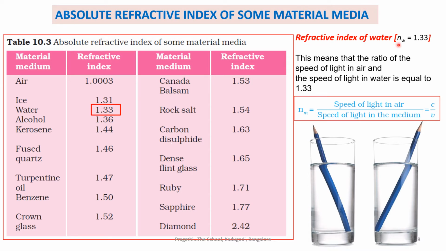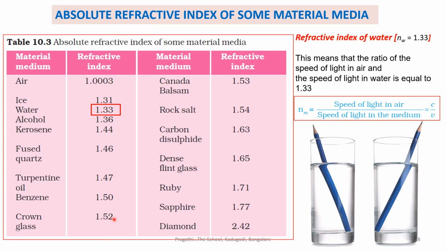Now we come to the refractive index of water. It can be represented by Nw. How much is that? 1.33. Come here, material, where is the medium? Where is water? We can search air, ice, water. Yes, water is here. What is the refractive index? 1.33. What is the refractive index of crown glass? Just check it. Crown glass is here. What is the refractive index? 1.52.